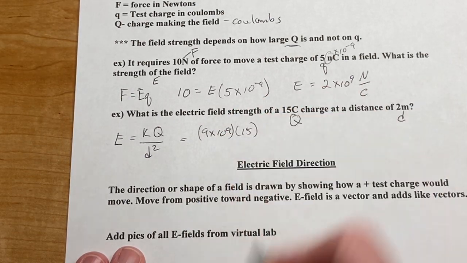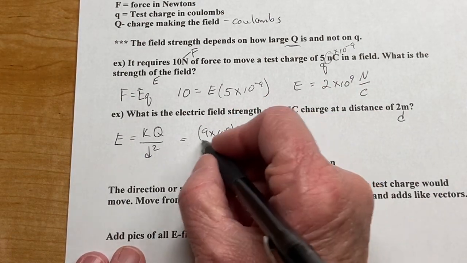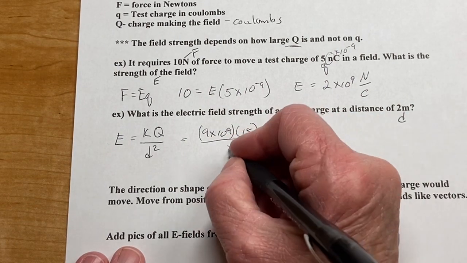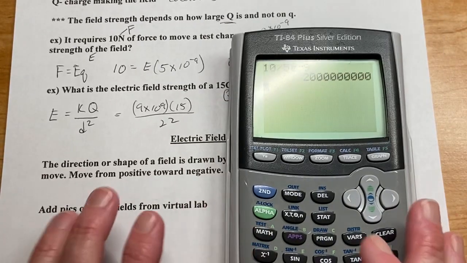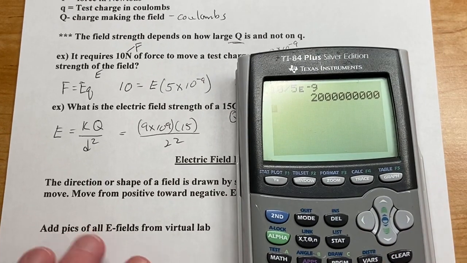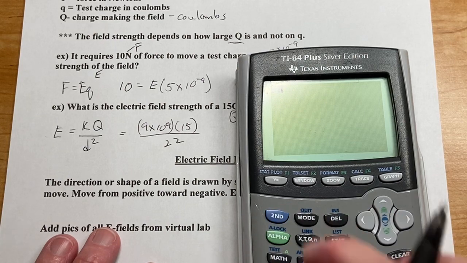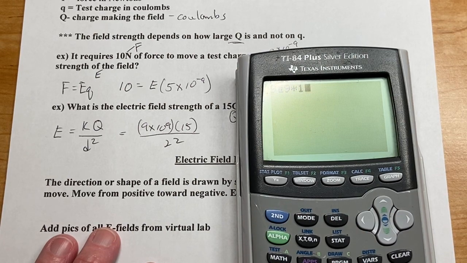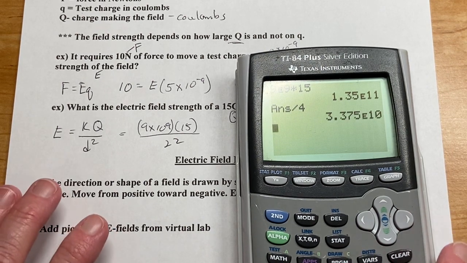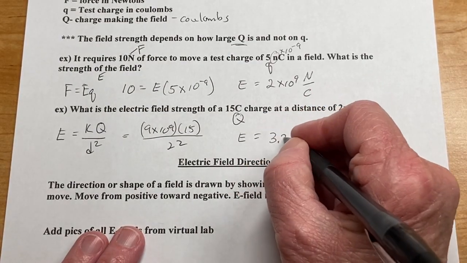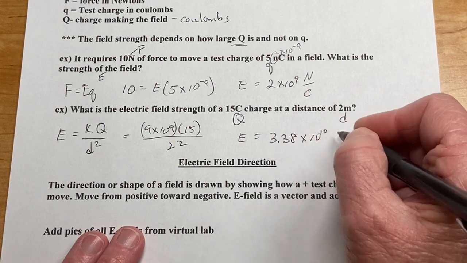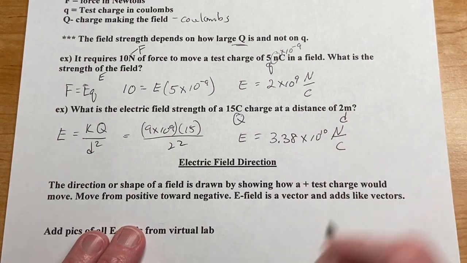15 coulombs is a ridiculous amount of charge. It's like a lightning strike. I'm just using numbers that are easy for the math. And 2 squared. All right, so 9 times 10 to the 9th times 15. I always like to hit equals, that's just me, divided by 4, because 2 squared is 4. Okay, I'm going to make that 3.38. So E equals 3.38 times 10 to the 10th newtons per coulomb.